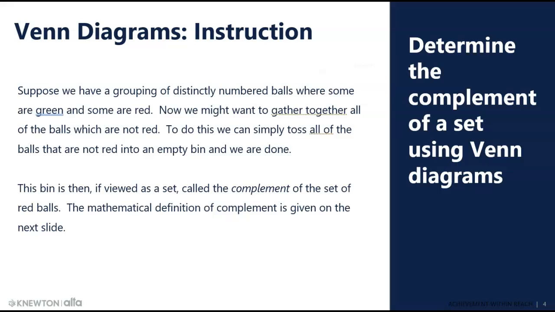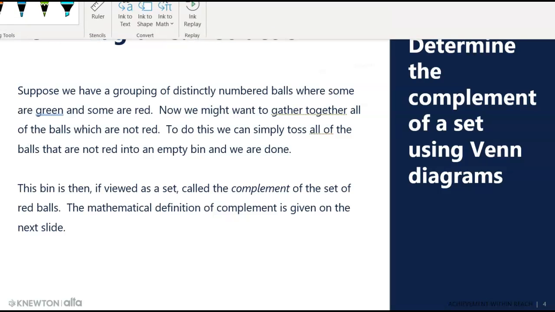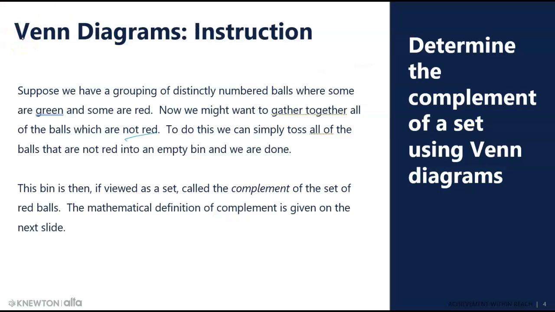So suppose we have a grouping of distinctly numbered balls where some are green and some are red. Like they're the numbers 1 through 10. Some of them are green and some of them are red, but they all have different numbers. That's what distinctly means. Now we might want to gather together all of the ones which are not red. Well, in the case of gathering together the ones which are not red, that probably means you're picking up the green ones. To do this, we can simply toss all of the balls that are not red into an empty bin and we are done.